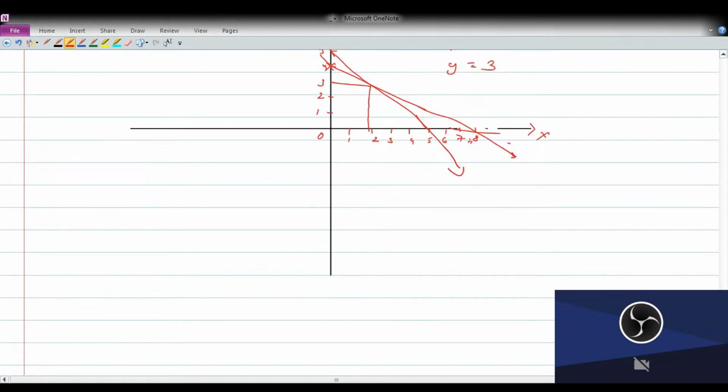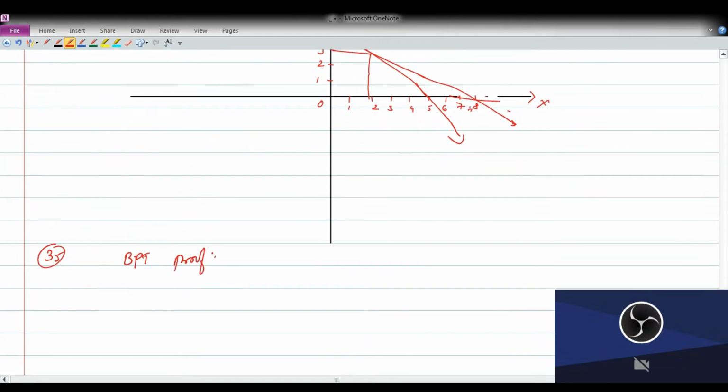Next I'm moving on to the 35th question, a very simple one. If a line is drawn parallel to one side of a triangle to intersect the other two sides at distinct points, then the other two sides are divided in the same ratio. We need to write the proof of BPT here. BPT is given for 4 marks, so you must write the BPT proof.